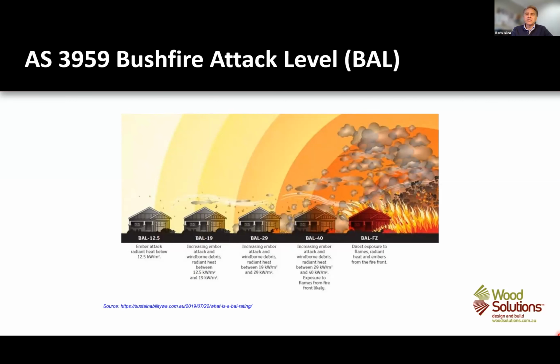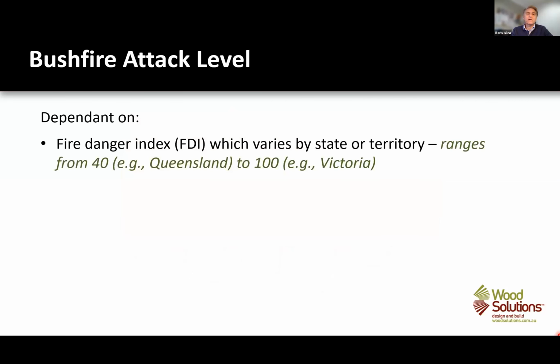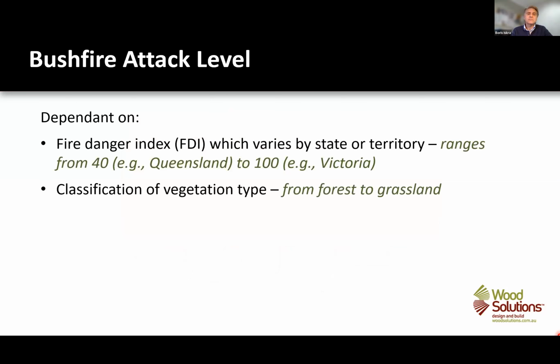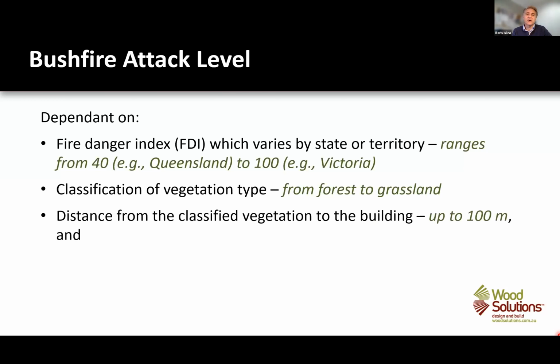And I'll just briefly go through what are the aspects that impact on that classification. Depending on where you are in Australia, there are different fire danger indices that are nominated in the bushfire standard. So it can be anywhere down from a fire index of 40 from Queensland up to 100 here in Victoria. Also the classification type of vegetation. So anywhere from a forest down to grasslands is covered by the bushfire standard AS 3959.